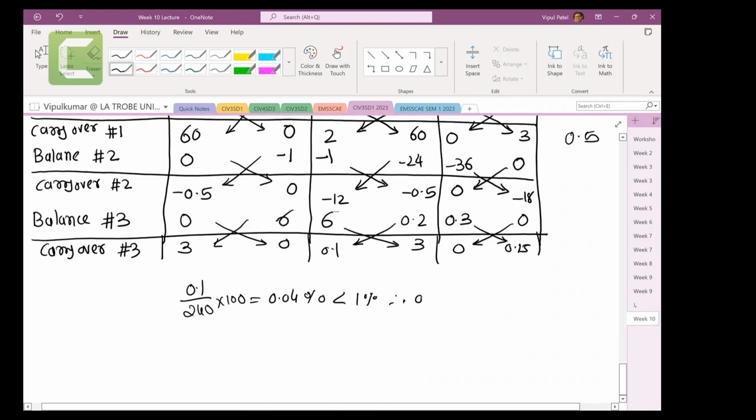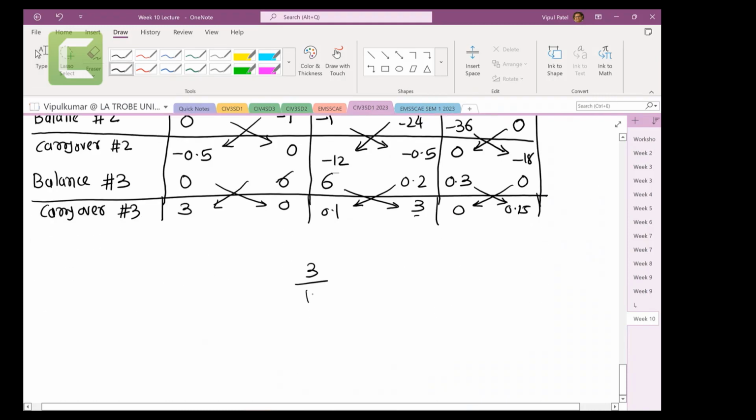So therefore it is okay. We can stop it. But we can check the other joints as well. We need to check all the joints. 3 over 10, right? 3 over 10 times 100. So 3 over 10 times 100, you get 30%, which is quite high, which is greater than 1% or 5%. So we need to continue. So balance 4.